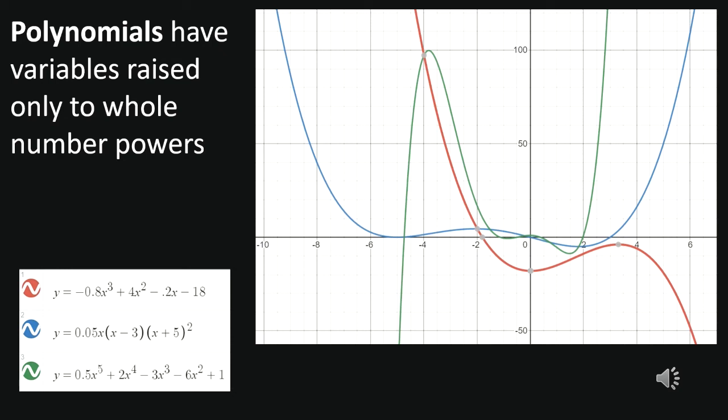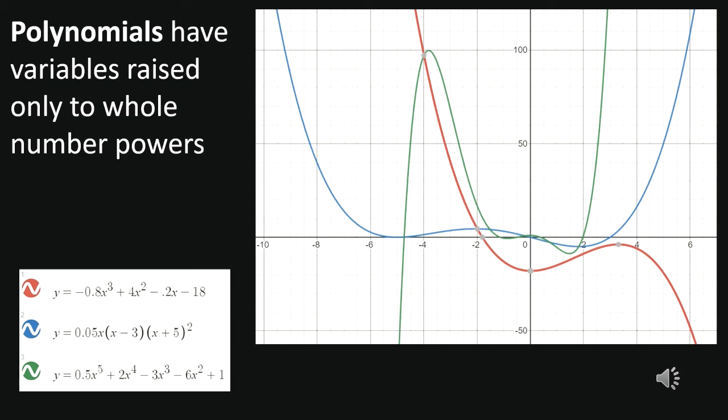So if you have a formula in which the variables that show up are only raised to whole number powers, you have a polynomial. And you can have any number of terms in your polynomial that can be raised to any whole numbers. We have 3 examples here. One example is a cubic, meaning the highest power is a 3. Another example is a quartic, meaning the highest power is a 4.